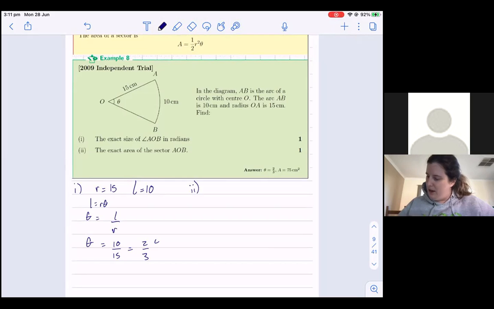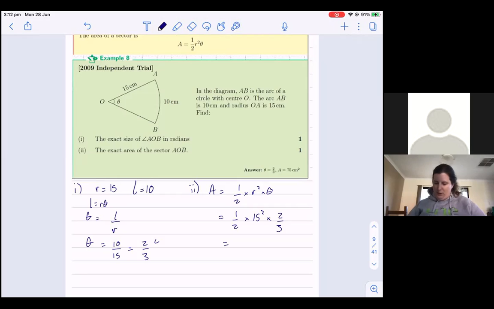The exact area of the sector. So for this one, the area is half times the radius squared times the angle. So we've got half times 15 squared times 2/3, which gives us 15 squared is 225 times 2, 450 divided by 6. That gives us, I've got something wrong.